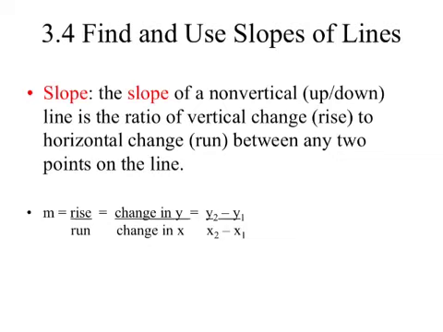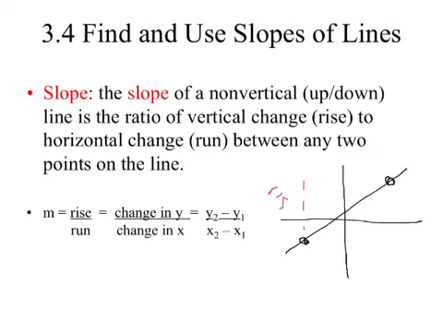Okay, the slope. The slope of a non-vertical, so non-up and down line, is the ratio of the vertical change, the rise, to the horizontal change, the run. So, little graph here. If I have a point and a point, I'm going to have the rise and the run.